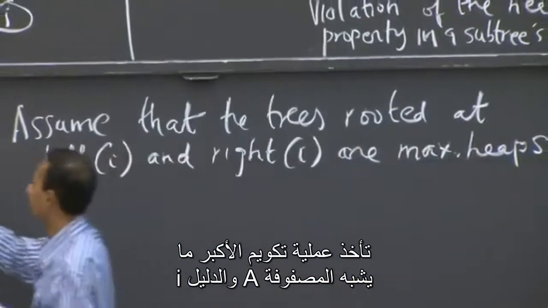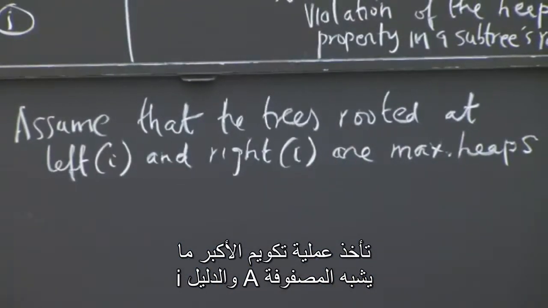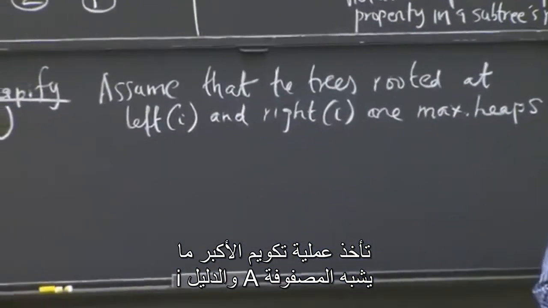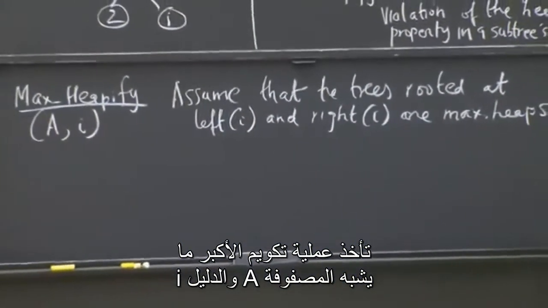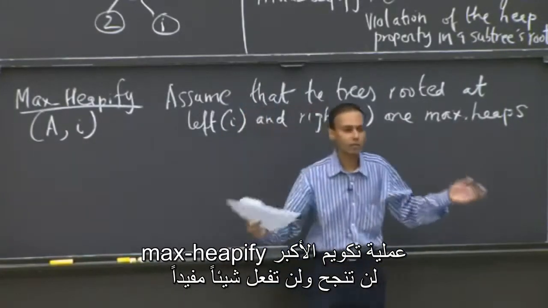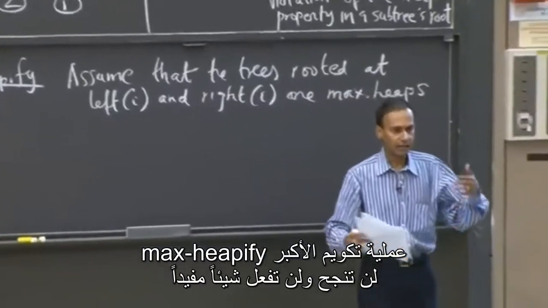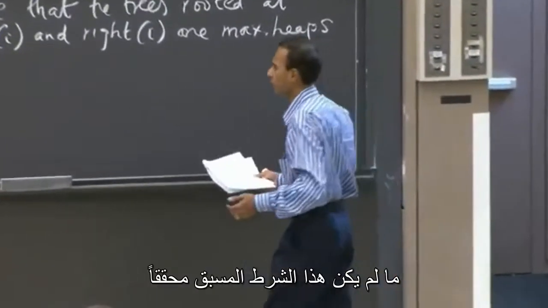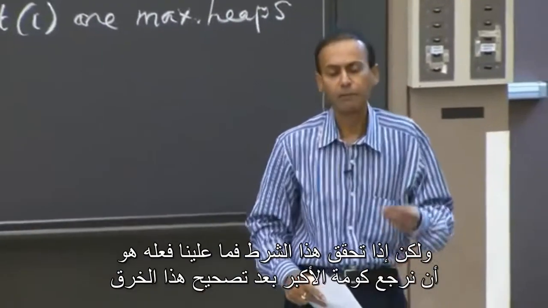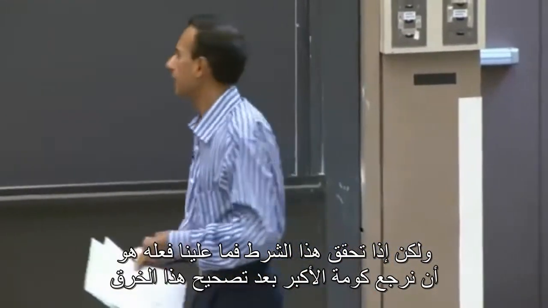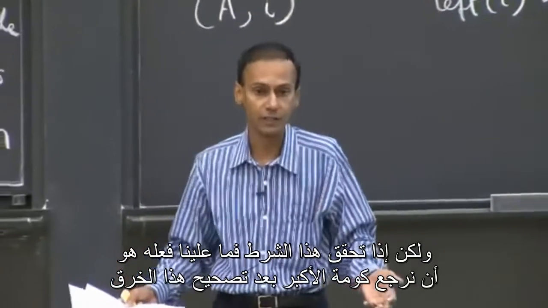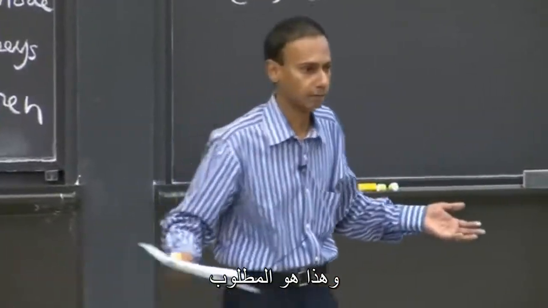Right? So max heapify is going to look like A comma i. A is simply the array, and i is the index. Okay? And max heapify is allowed to crash and not do anything useful if this precondition is violated. But if the precondition is true, then what you have to do is return a max heap correcting this violation. All right? That's the contract.